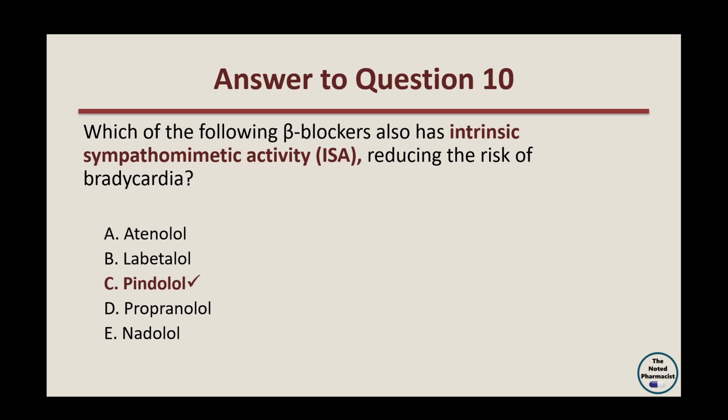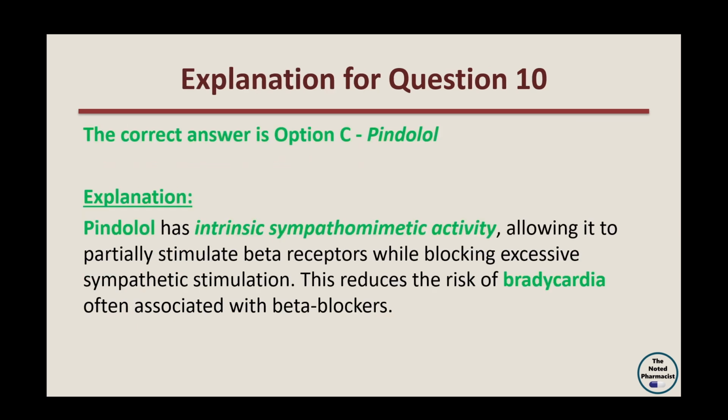The correct answer is option C, pindolol. The explanation is as follows. Pindolol has intrinsic sympathomimetic activity, allowing it to partially stimulate beta receptors while blocking excessive sympathetic stimulation. This reduces the risk of bradycardia often associated with beta blockers.